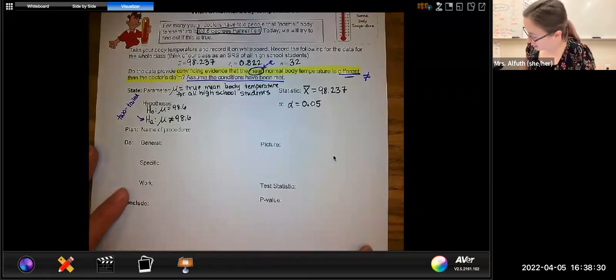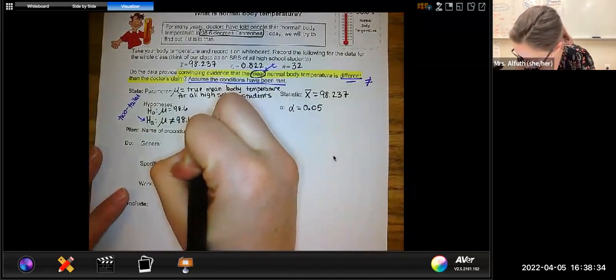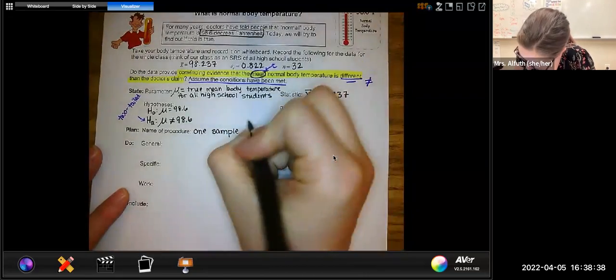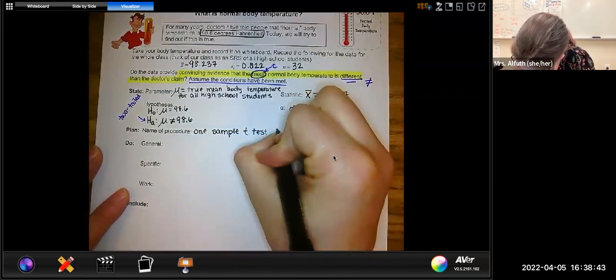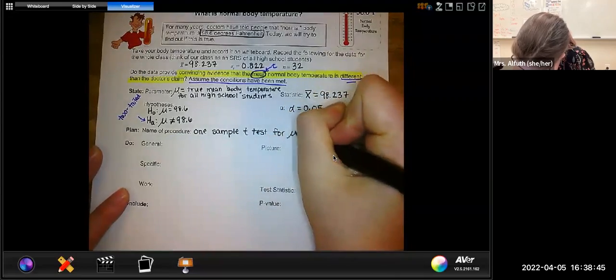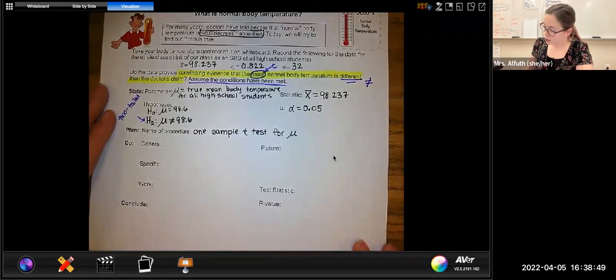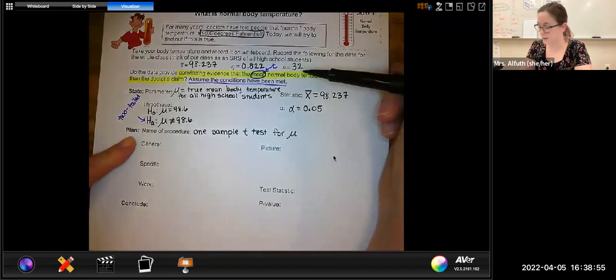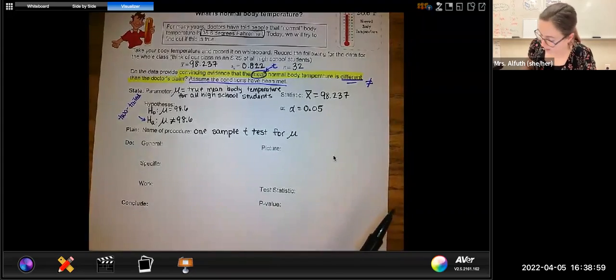Naming our procedure here, it's the same name, even though it's two-tailed, because we still have one sample of 32 students. We're looking for the mean, so it's going to be a t-test for the population mean. We would usually check conditions here, but since it told us to assume they've been met, we don't need to check any.